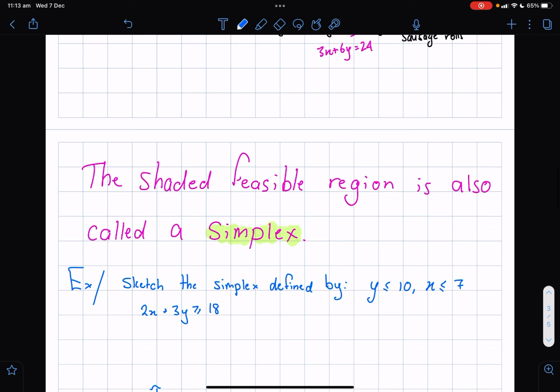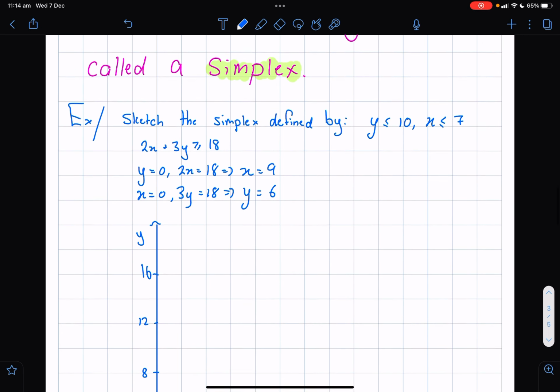Sketch the simplex defined by y is less than or equal to 10, x is less than or equal to 7, and 2x plus 3y is greater than or equal to 18. Now, these two are very easy to graph. This one, not so much. So we need to find our x-intercept and our y-intercept. So remember, x-intercept is when y equals 0. So 2x is equal to 18. So that means x is equal to 9. Then we also have when x equals 0, 3y is equal to 18. And that means y is equal to 6. So we've got our x-intercept and our y-intercept.